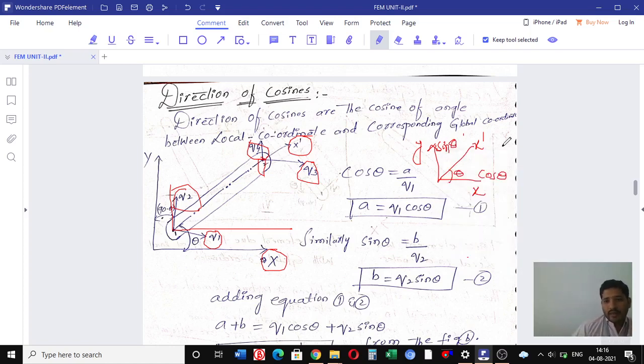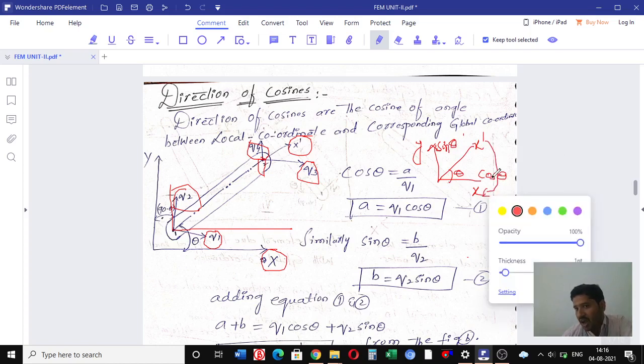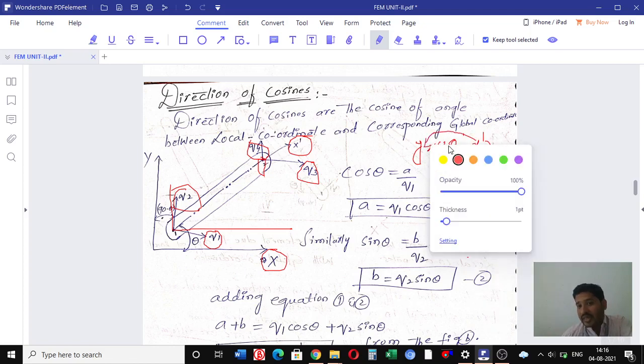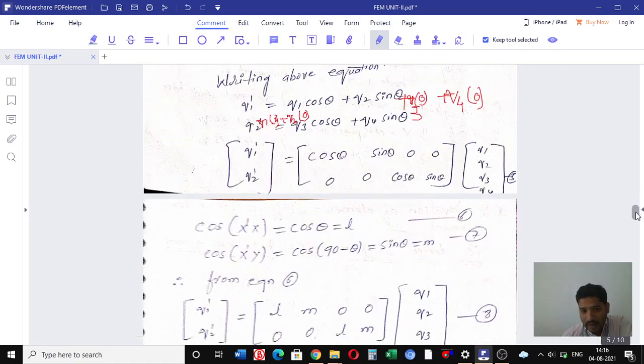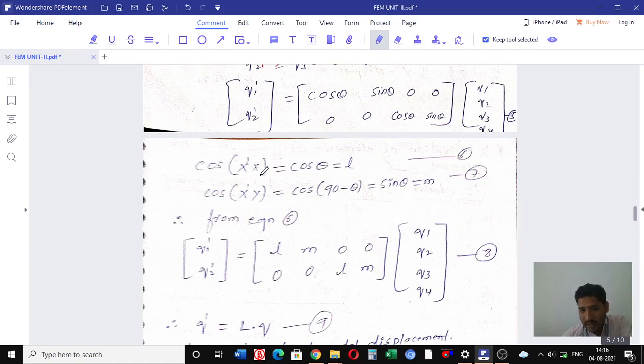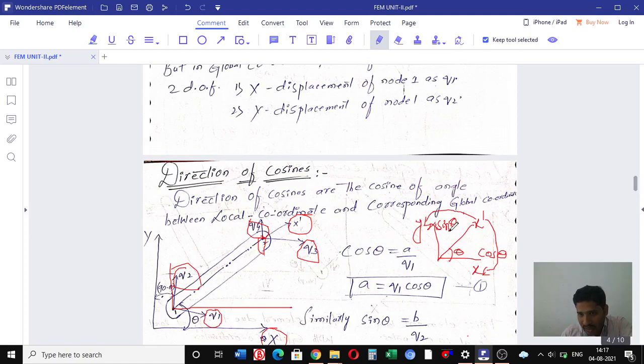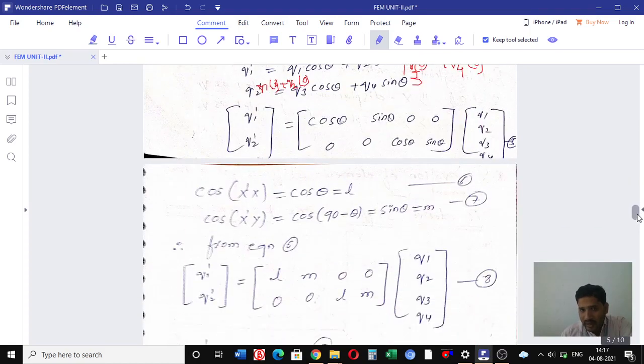And x dash, they are making an angle, horizontal cos theta, vertical sin theta. Clear here? So let us see, x dash into x, what we can say here? Cos theta. X dash into y, what we can say here? Sin theta. Cos theta is nothing but the L value we are considering from our side. As well as cos x dash into y dash, I told you we can say as sin theta. We can represent in this way also: cos 90 minus theta equal to sin theta. Sin theta is considered as m value.